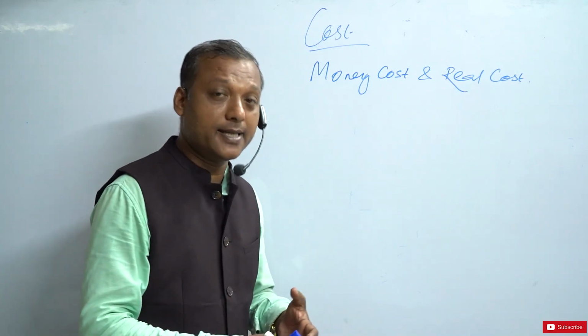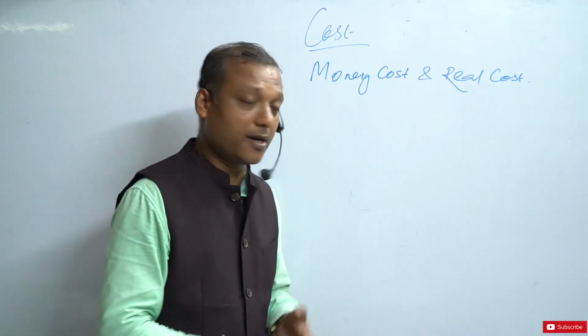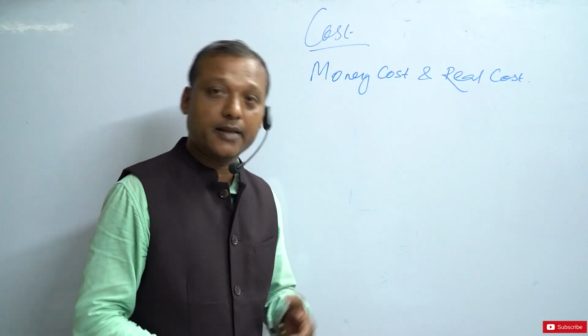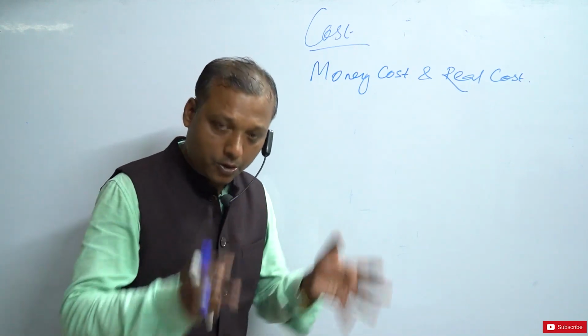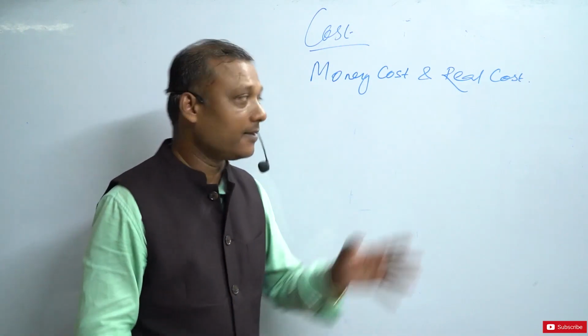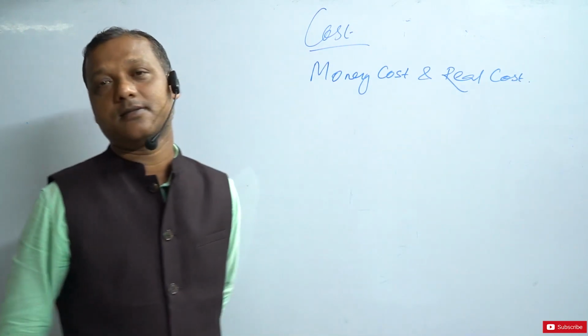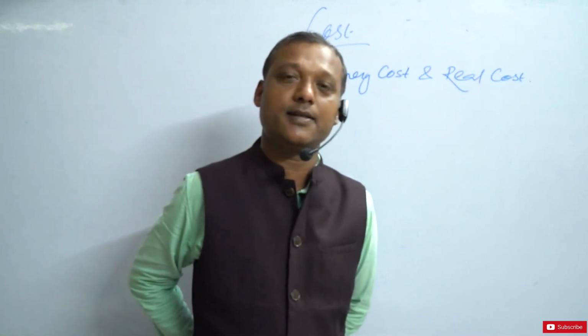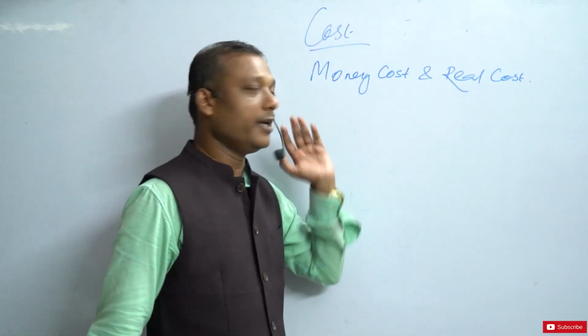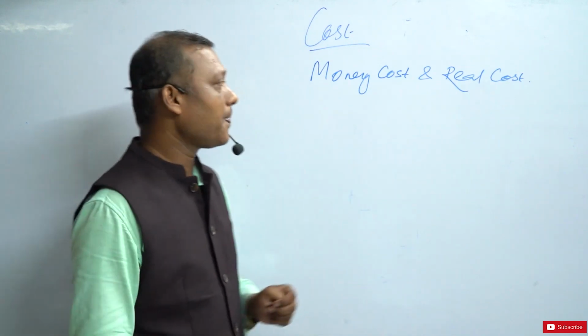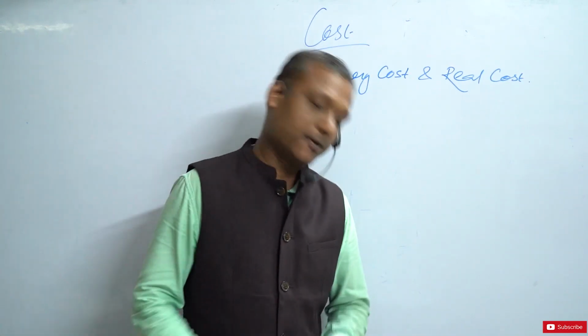I told you it is not an easy task. When we are doing production, then we have to sacrifice something, we have to put a lot of our efforts, we have to take so much pain. So if you group together all types of things, then it is called your real cost. I hope you are clear about the distinction between money cost and real cost. Is that clear? So we have discussed the distinction between your money cost and real cost.